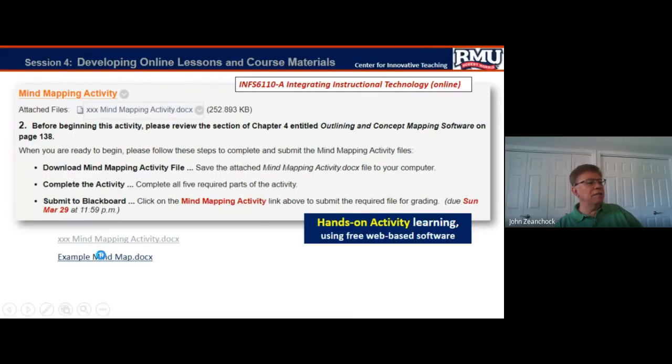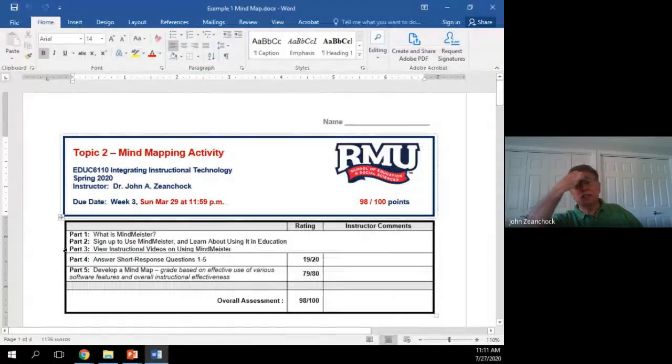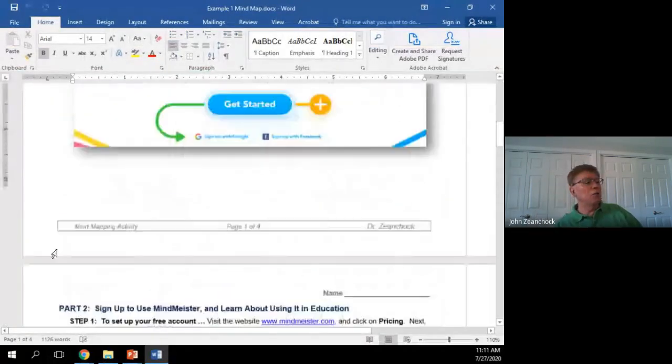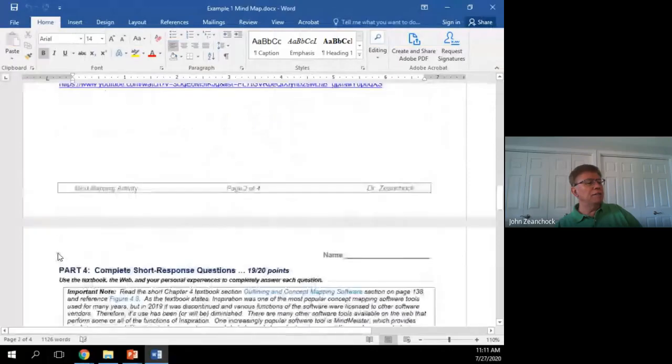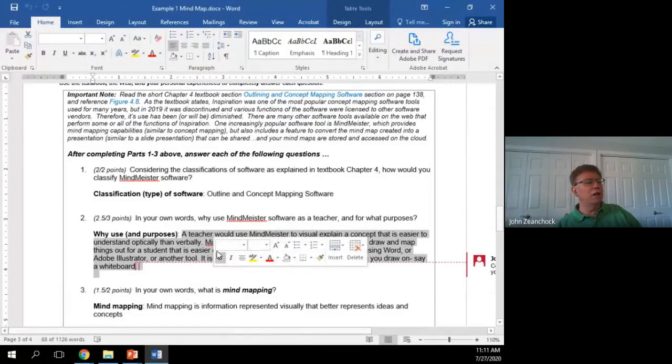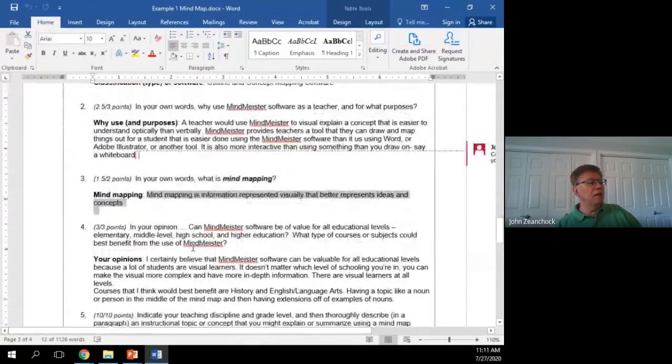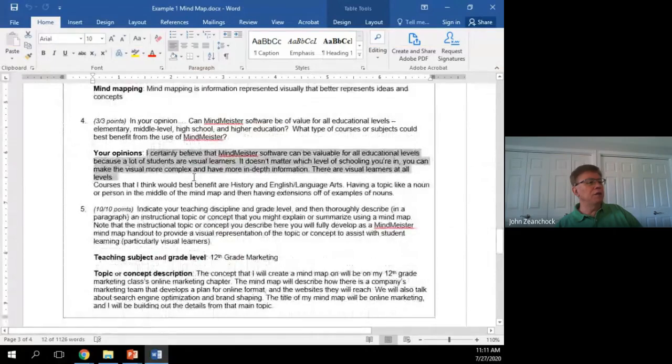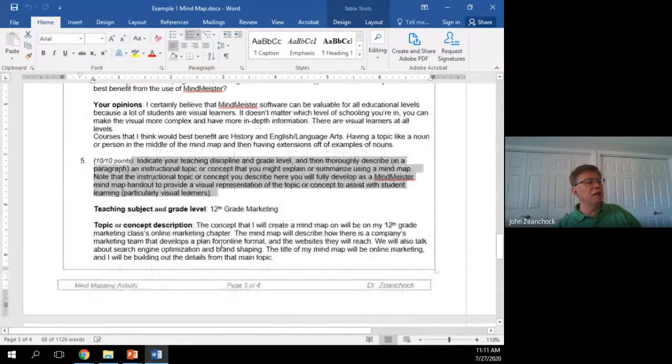And here's the example that was returned to me by a student. So as they went down through here, they did this. You can see here their responses, they answered a question here. They answered this question here. They answered here. They answered their opinion here. They gave and indicated their lesson here. I said, now let's develop a mind map based on a particular lesson that you're coming up with.